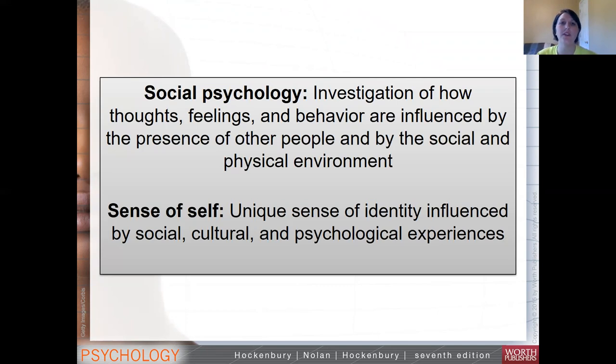We're also going to talk about this idea of the self or sense of self. This is your identity. This is who you think you are, and that's influenced by society. It's influenced by the social people around you, by cultures, so your own culture as well as what culture you're exposed to, as well as the psychological experiences that you personally experience.